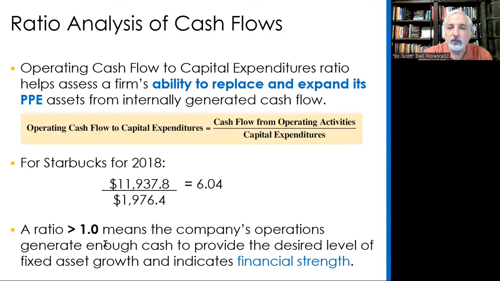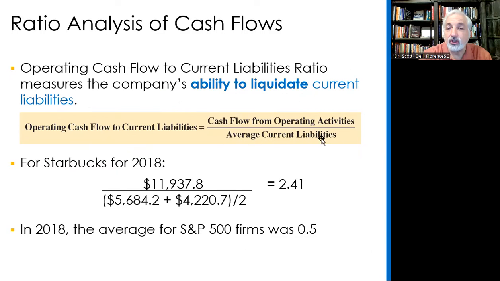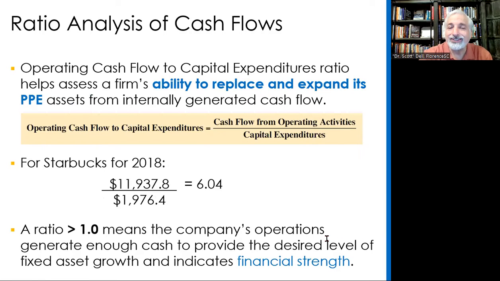So we also look at operating cash flow to capital expenditures. So instead of having what we just had, the average current liabilities in the denominator, we put capital expenditures in the denominator. And that's basically our replacement value. What's the ability to replace and or expand our property, plant, and equipment based on our operating cash flows? Okay. So how much did we spend over the year?